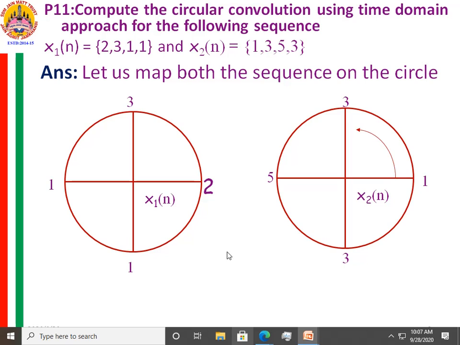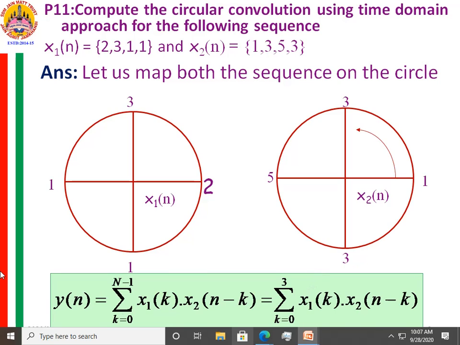So this time domain approach of performing the circular convolution by means of circles, that is what I am presenting to you. Now expression wise, the circular convolution is summation k from 0 to N minus 1, x1[k] into x2[n minus k]. Now in this case, since N is equal to 4, k will be varying from 0 to 3. So summation k from 0 to 3, x1[k] into x2[n minus k].